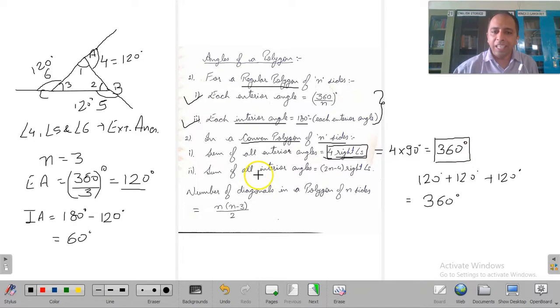Then the sum of all interior angles is equal to 2n minus 4. Now here we have n. 2n minus 4 multiplied by a right angle.